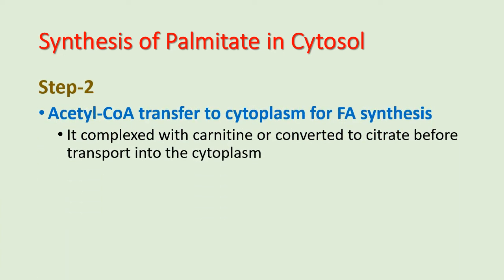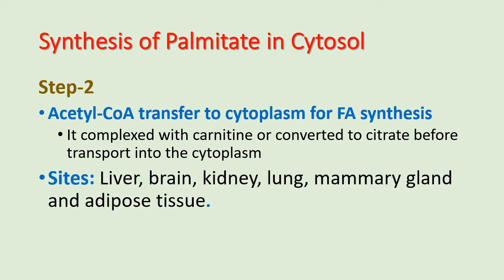So in the next step of this acetyl-CoA transfer to the cytoplasm for fatty acid synthesis that we have discussed, it should be complexed with carnitine and converted into citrate before being transported into the cytoplasm. These activities are going on in the liver, brain, kidney, lung, mammary gland, and adipose tissue.